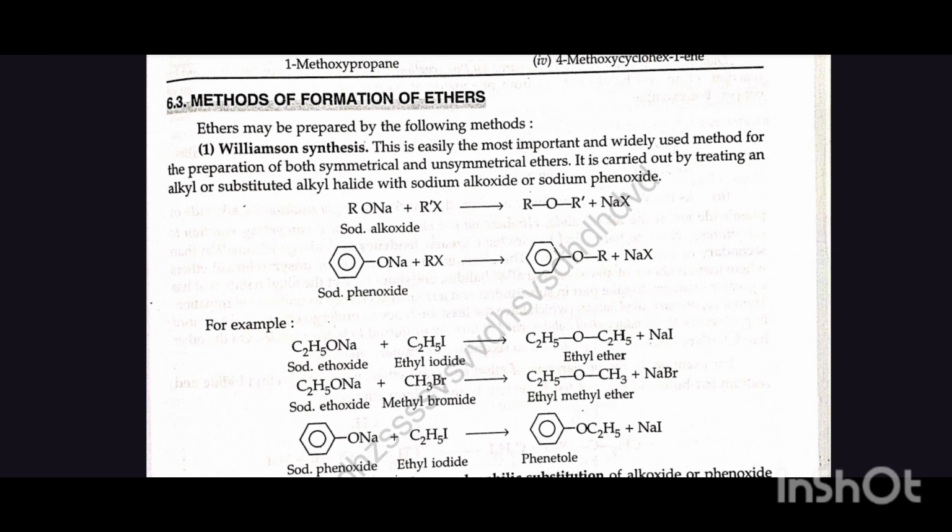Sodium alkoxide with R-X gives ROR plus NaX. Sodium phenoxide plus R-X gives benzene-OR plus NaX. For example, sodium ethoxide plus ethyl iodide gives ethyl ether. Sodium ethoxide plus methyl bromide gives ethyl methyl ether, and sodium phenoxide plus ethyl iodide gives phenetole.